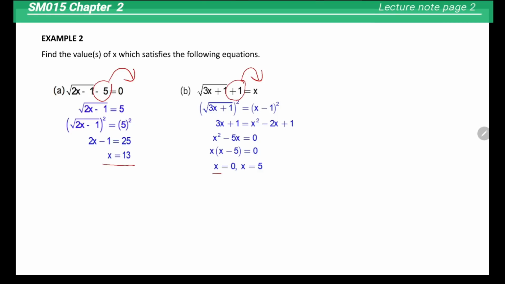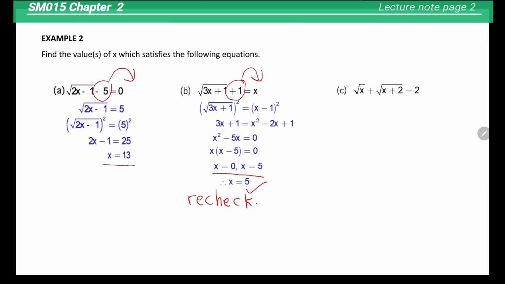If you end up with two answers for x, you need to check the solution by substituting the answer back into the original equation. Then you can compare the answer for the right hand side must be equal to the answer for the left hand side. In this case, we can have x equal to 5 as the final answer. The keyword that we have here is you need to recheck.